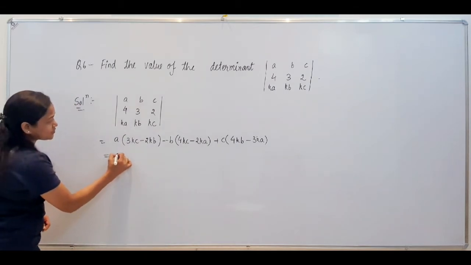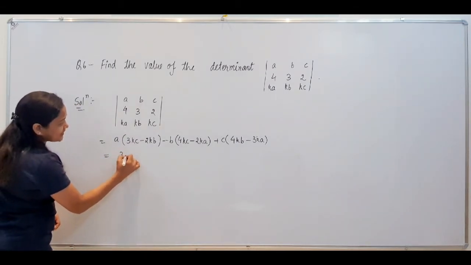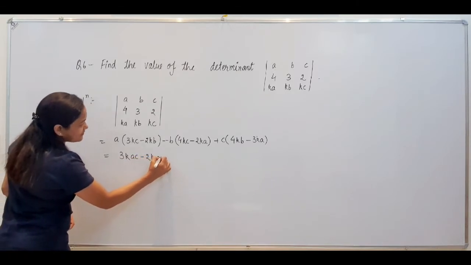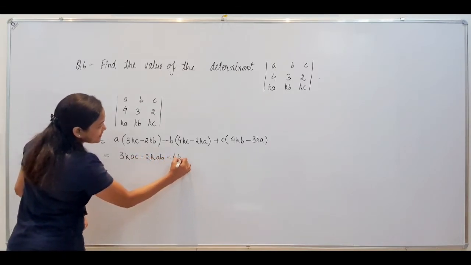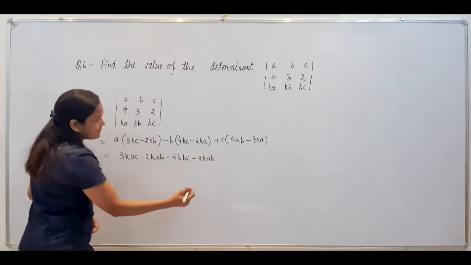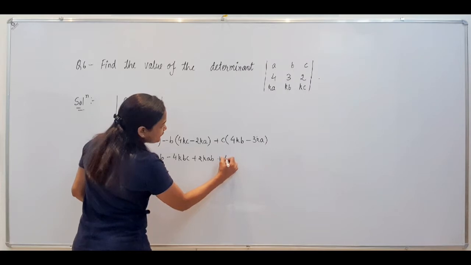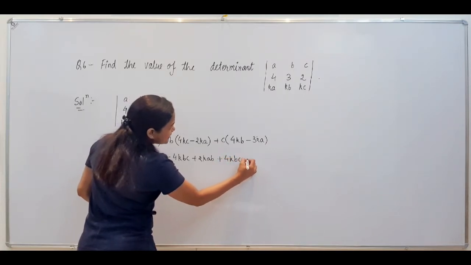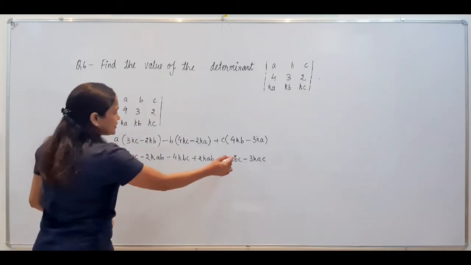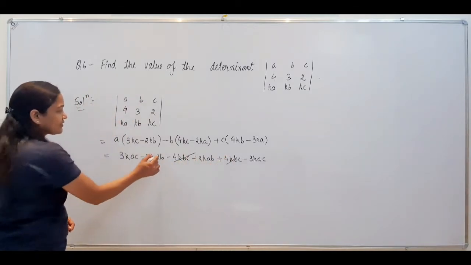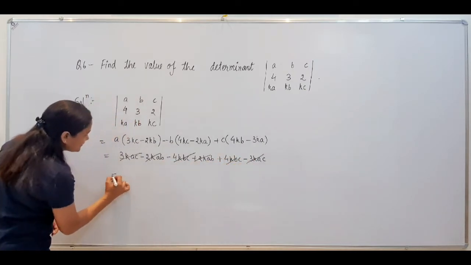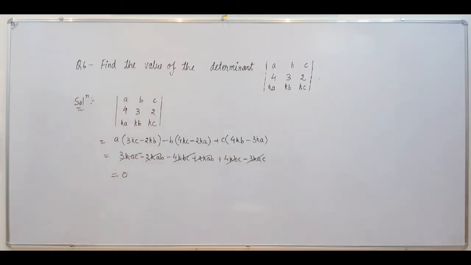And this will be equal to 3 times kac minus 2 times kab minus 4 times kbc plus 2 times kab plus 4 times kbc minus 3 times kac. Now this will cancel out, this will also cancel, and this will also cancel. So your answer will be 0.